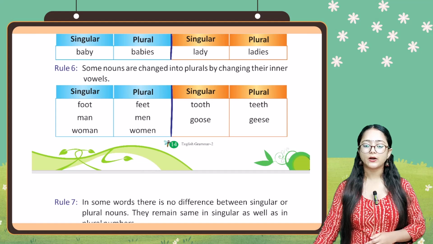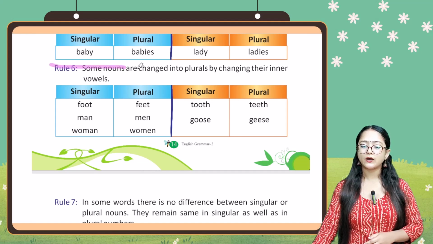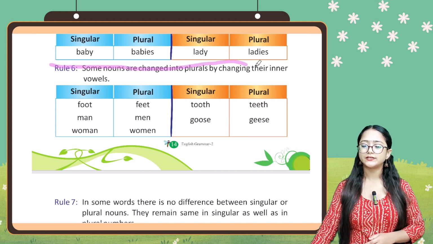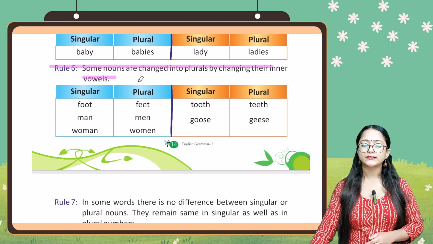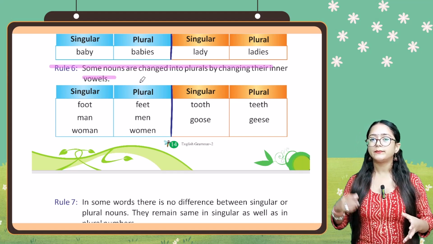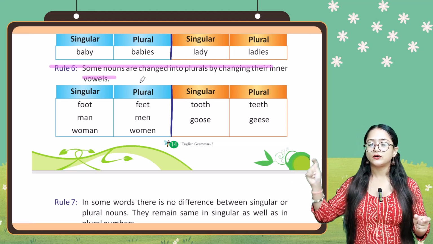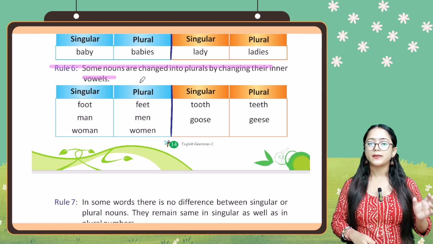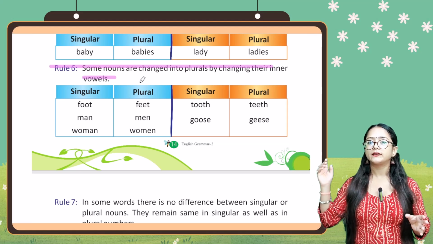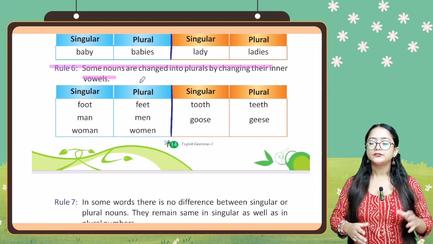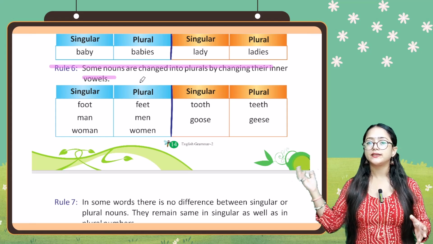Now let's talk about rule number 6. Some nouns are changed into plural by changing their inner vowels. For example, foot becomes feet. Double O becomes double E. Next, man, men. Woman, women. Tooth, teeth. Goose, geese.